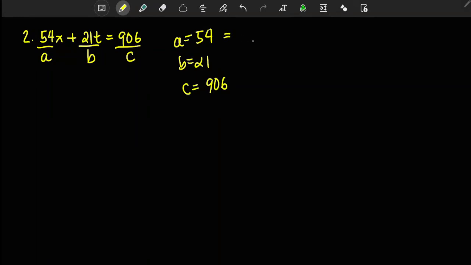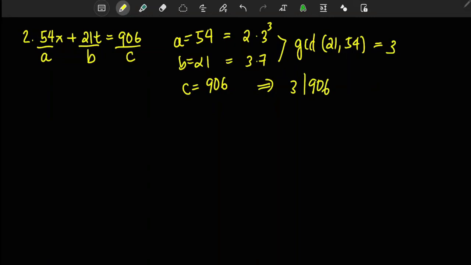Easily, we can factor 54 as 2 times 3 cubed. On the other hand, 21 is 3 times 7. So this means, using the canonical forms of the numbers 54 and 21, we can easily deduce that the GCD of 21 and 54 is 3. Clearly, using the sum of the digits of 906, which is a technique for finding divisibility by 3, since the sum of 9 and 6 is 15, and 15 is divisible by 3, ibig sabihin, 3 divides 906. Now, ano ibig sabihin? Pag ang GCD dinidivide yung C, ibig sabihin, there's a solution.